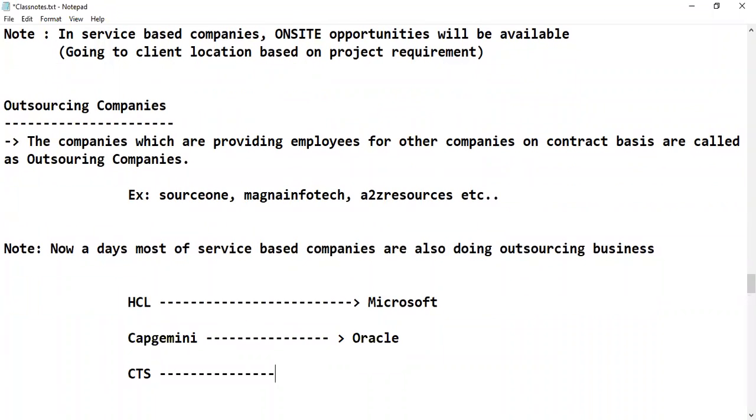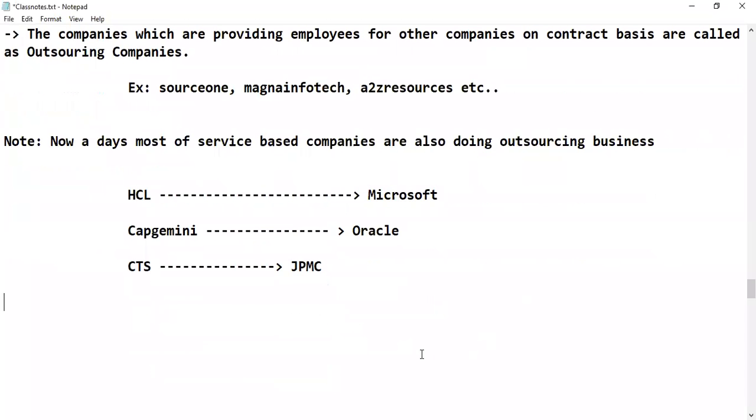Cognizant is doing the outsourcing for JPMC, that is JP Morgan Chase. So nowadays, most service-based companies are also doing outsourcing business. Right now, TCS is also doing outsourcing for State Street and for Dell.